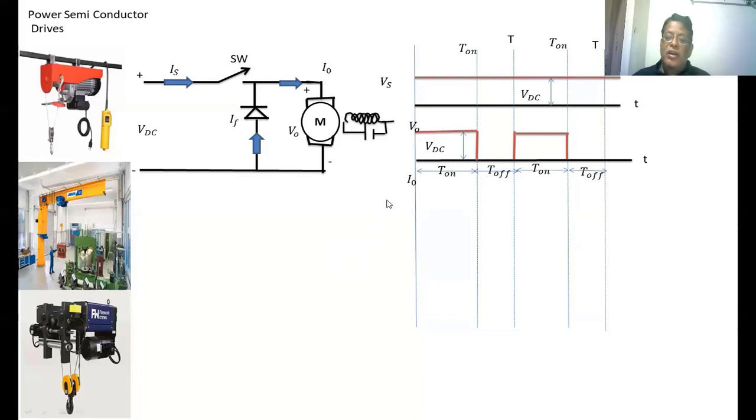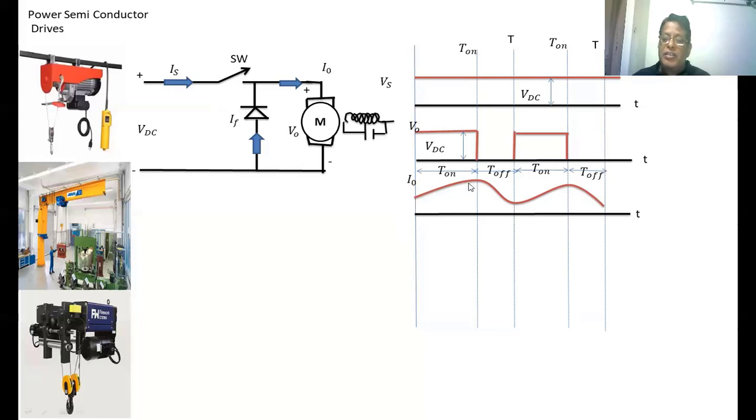Now we are going to draw the output current. On the x-axis, we have taken T. The output current is the current which is passing at this point. When the switch is on, the current changes from the minimum value to the maximum value. When the switch is off, the current changes from the maximum value to the minimum value. Again, minimum to maximum to minimum. This is the waveform of the load current.